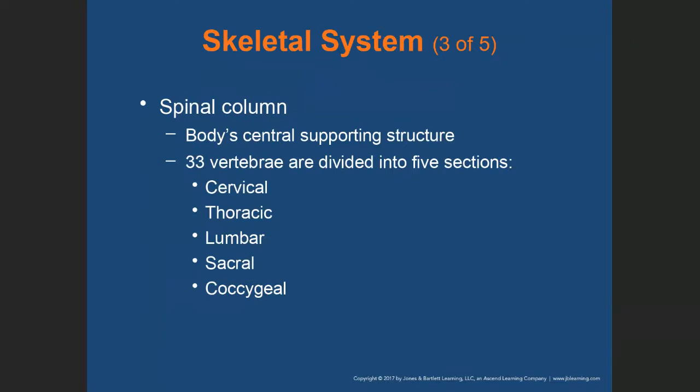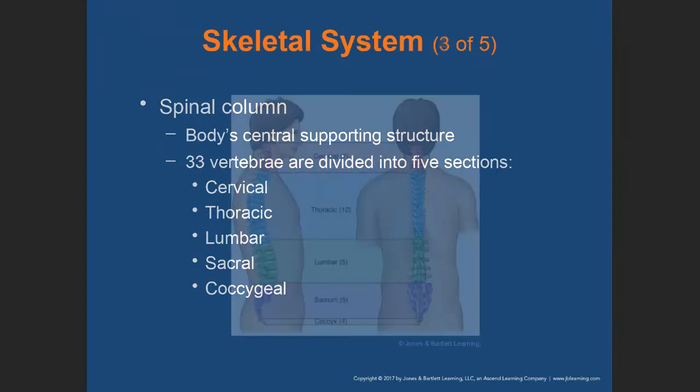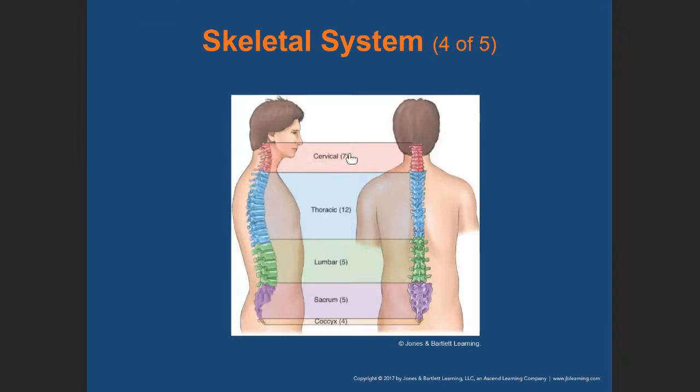The spinal column is the body's central supporting structure. It consists of 33 vertebrae that are divided into 5 sections: cervical, thoracic, lumbar, sacral, coccygeal. And each section has a set amount of vertebrae. Cervical, you have 7, thoracic 12, lumbar 5, sacrum 5 but they are fused, coccyx 4, also fused.